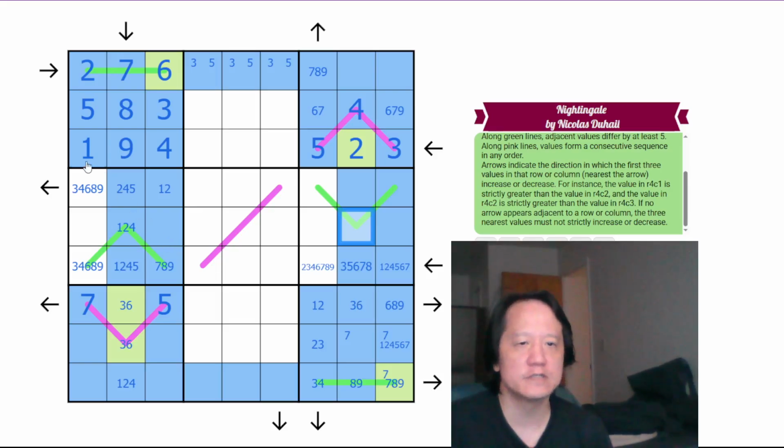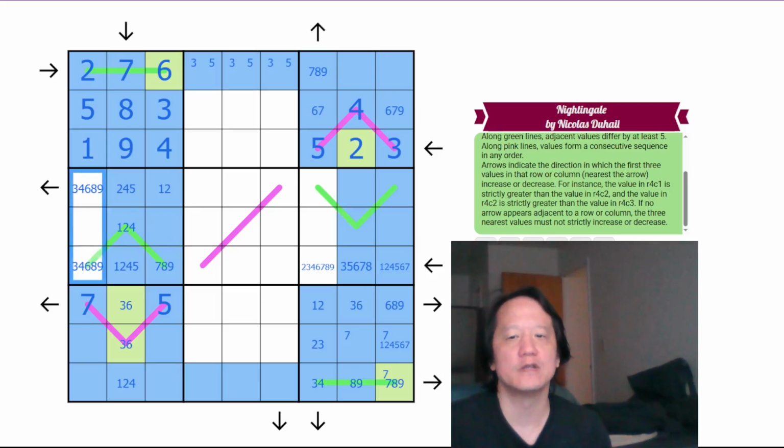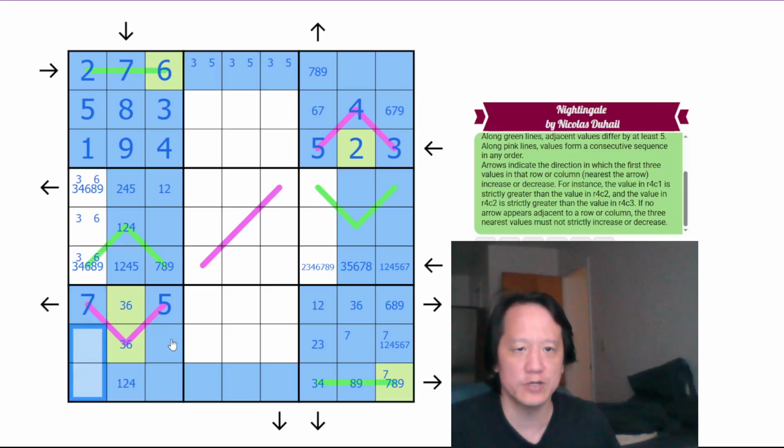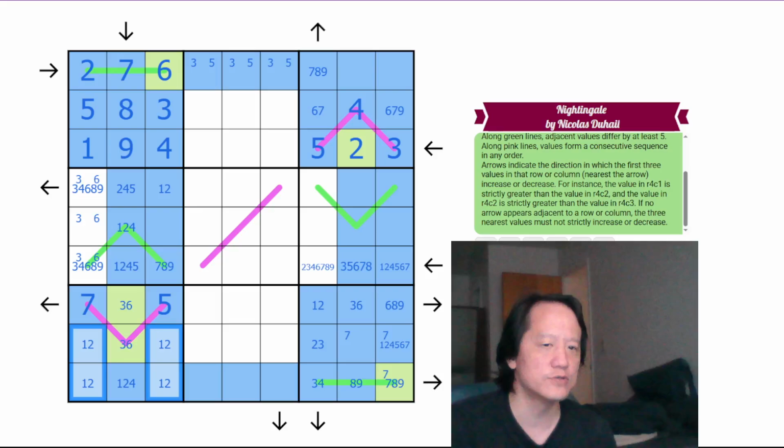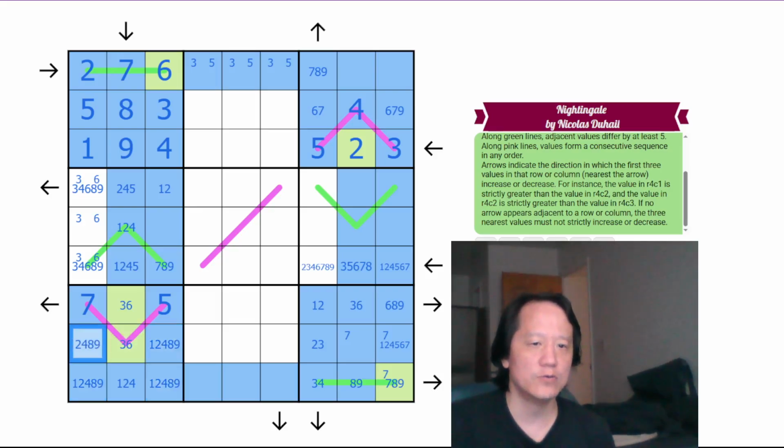3 and 6 remaining have to be in column 1 in box 4, because we don't have 3, 6 available here. What are the remaining digits actually in box 7? We have 1, 2, 4, 8, and 9. No 1 or 2 here because of 1, 2 in the column. No 4 here because of 4 in the column.